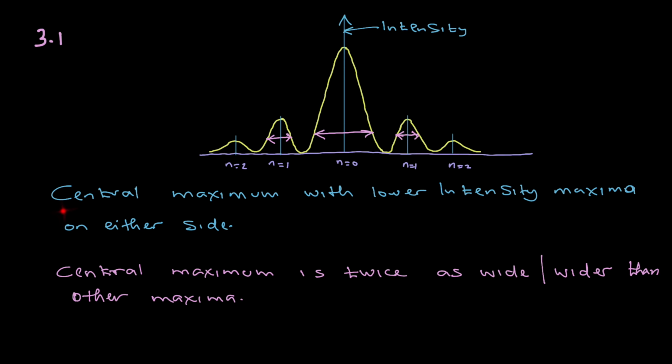So you would have to say the central maximum has lower intensity maxima on either side, on that side and on that side. The central maximum, which is this one, is twice as wide. So from there to there is twice that one, and twice that one, than the other maxima. These are the maxima. Maxima means many maximum.